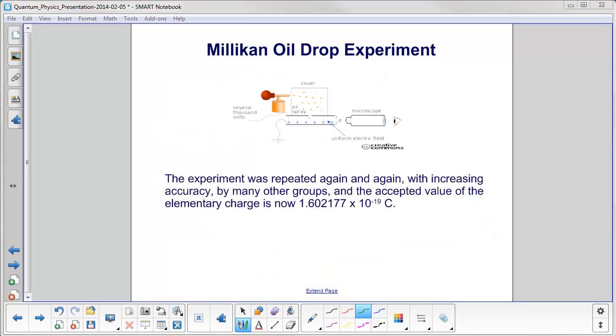The experiment was repeated again and again with increasing accuracy by many other groups, and the accepted value of the elementary charge, or the charge on the electron, is 1.602177 times 10 to the minus 19th coulombs.